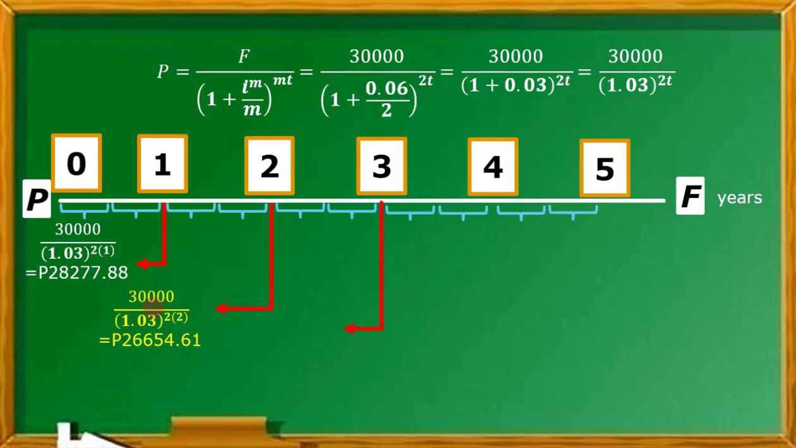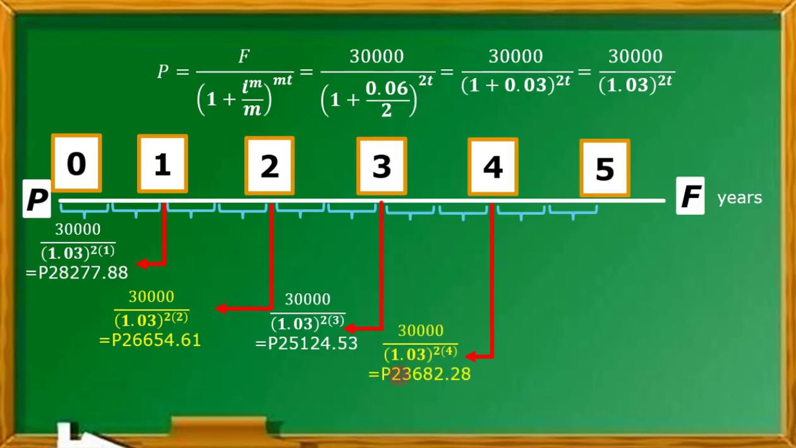Then at the end of 2 years, t equals 2, just plug in the formula and substitute the values. We have 26,654 pesos and 61 centavos. On the third year, we have 25,124 pesos and 53 centavos. At t equals 4, we have 23,682 pesos and 28 centavos. And at t equals 5, we have 22,322 pesos and 82 centavos.